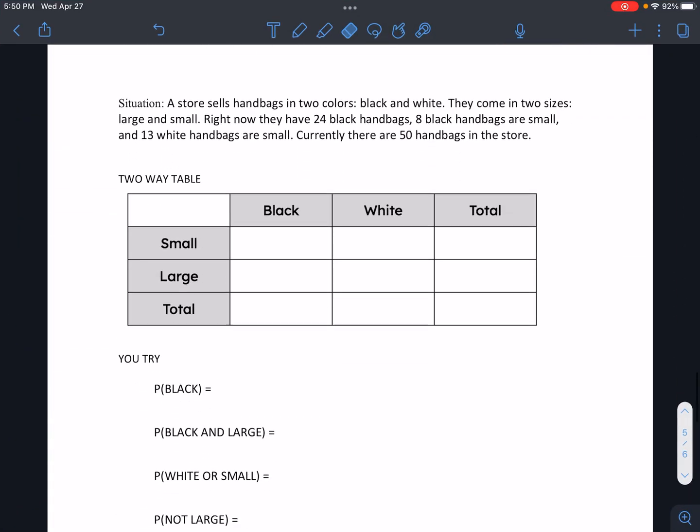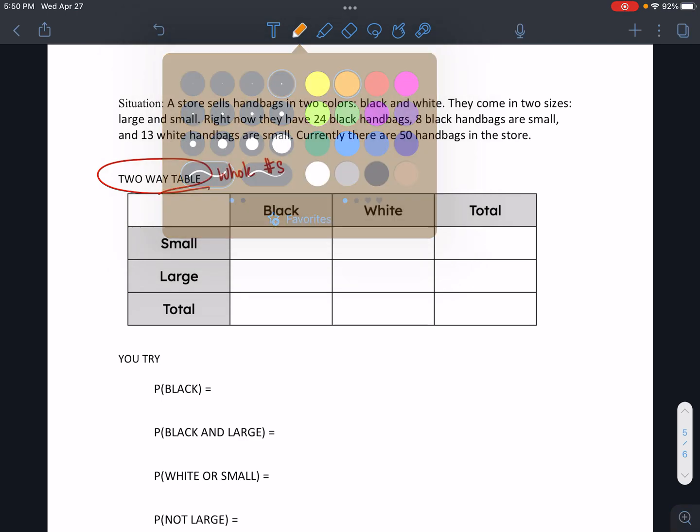Okay, our second to last thing is a two-way table. This is our third and final diagram. This diagram uses whole numbers. We use whole numbers for this diagram. And we'll have a situation and we'll have to place the numbers.